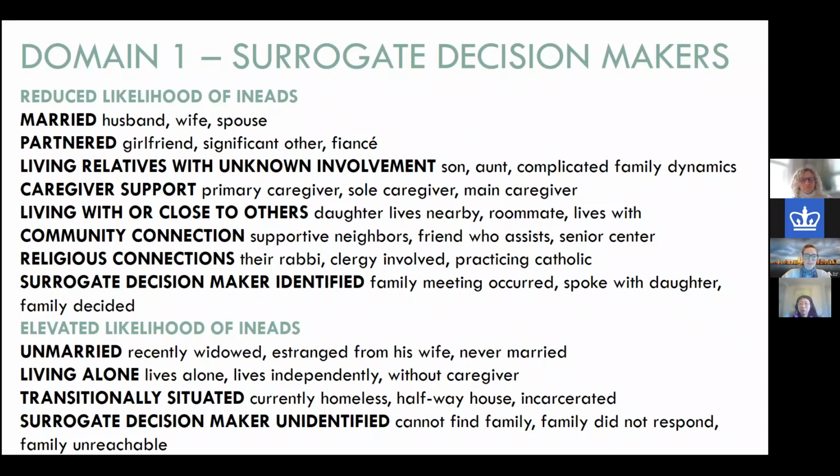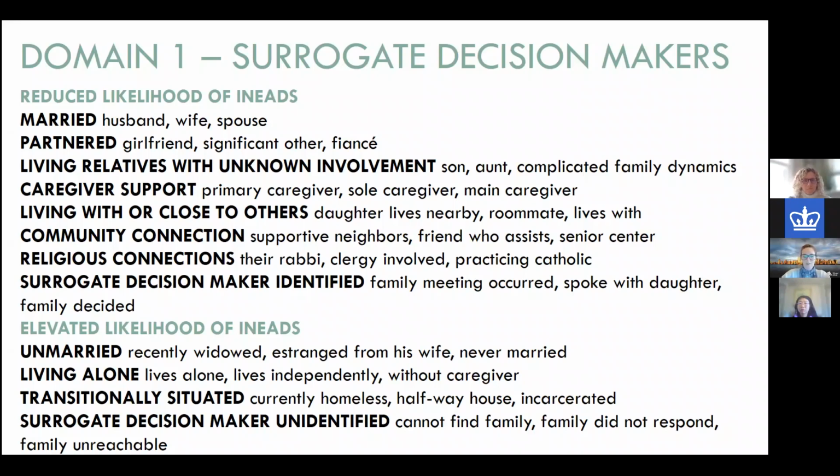For elevated likelihood of in needs, we identified 4 subcategories in this domain. So the first is being unmarried. And again, not that this would necessarily mean you are in needs, but it could indicate elevated versus protective effect. Living alone, transitionally situated.